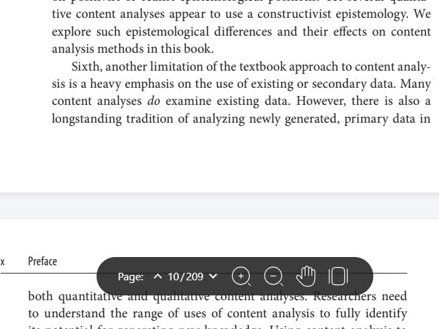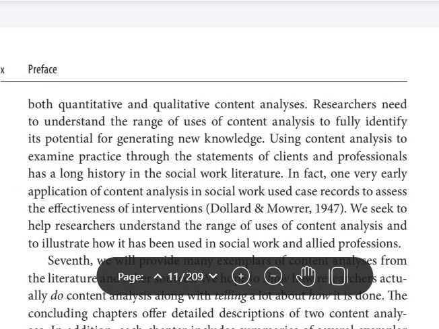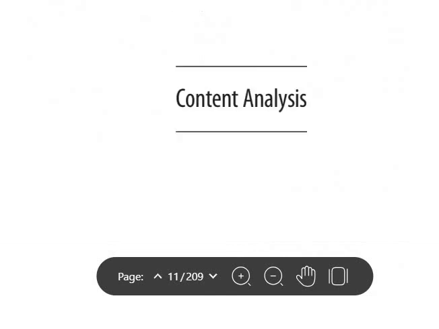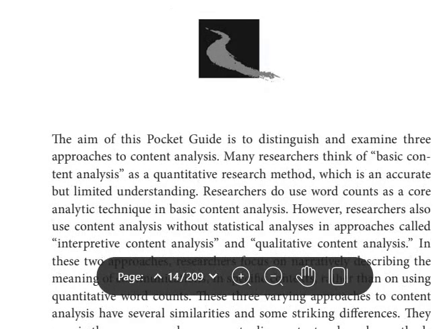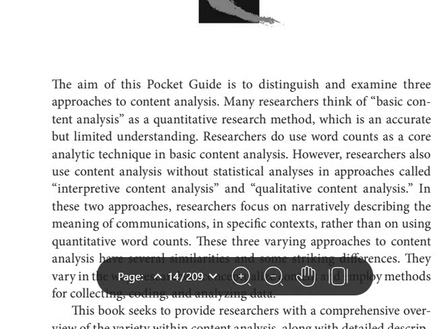Okay, another limitation of the textbook approach to content analysis is a heavy emphasis on the use of existing or secondary data. Okay, let's move on. I think we gotta start with the first chapter, which is on page 14. Here is the introduction, which is the first chapter, in which we will explain the general idea in this chapter.